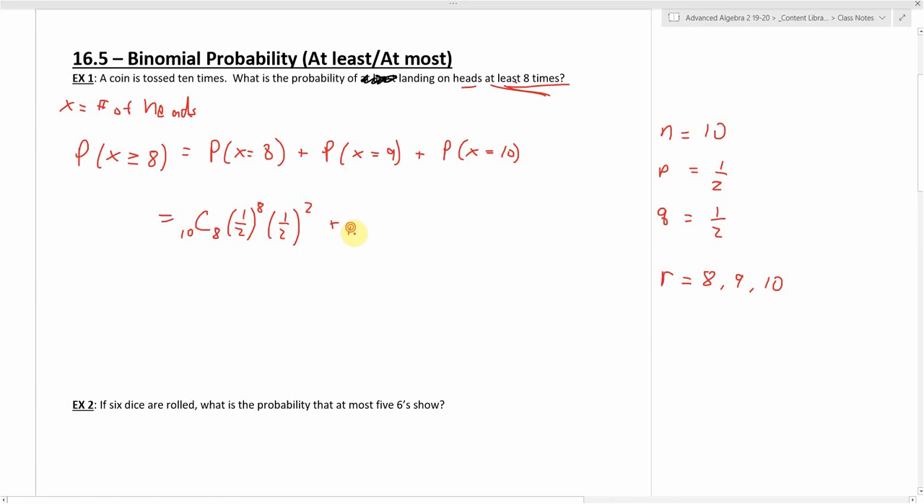And it's going to be really redundant now. The probability of getting 9 heads would be 10c9 times 1/2 to the 9th power times 1/2 to the 1st power. We'd only have 1 tails. And then our last possibility, getting all 10 heads, would be 10c10 times 1/2 to the 10th power times 1/2 to the 0 power, since we would want 0 failures. Now all we need to do is type that all into the calculator and find our result.